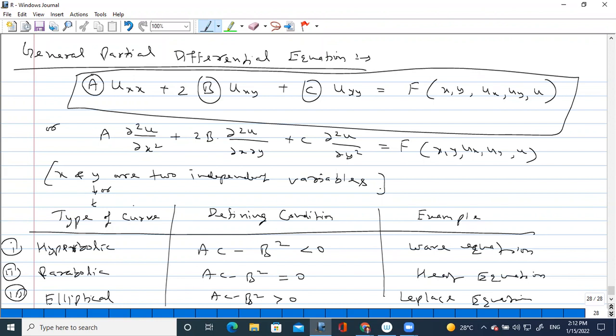Okay, so note this down, and these conditions you must remember, because with that you can understand which type of equation it is. So you can declare that it is a wave equation, or heat equation, or Laplace equation. Note this down.